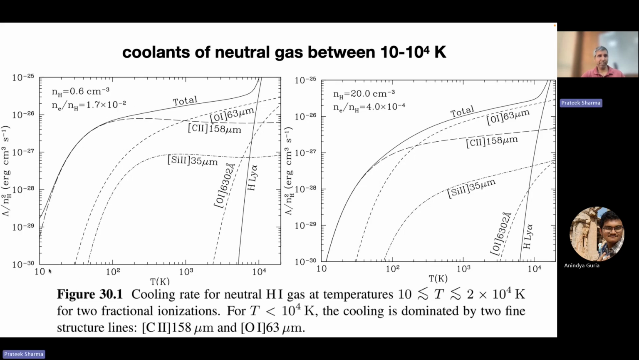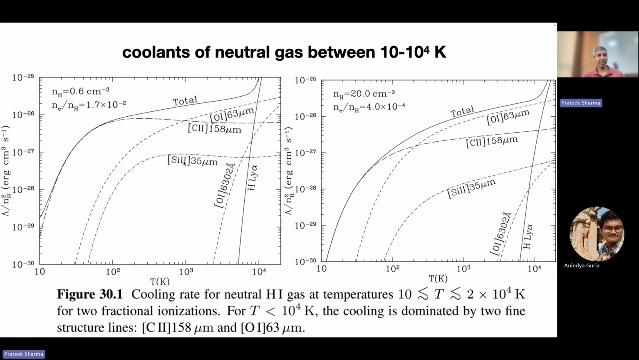This is as a function of temperature. So this is the range I was talking about, 10 to 10 to the 4 Kelvin. The solid line gives you the total cooling rate, including all the radiative transitions. And these dashed lines and dot-dashed lines give you the contribution of individual ions and individual transitions. So for example, I told you that this C II 158 micron line is a major coolant of the neutral gas. So you see the majority of cooling comes from C II. Here, this is all due to C II. At slightly higher temperatures, O I dominates. See that this energy is lower than that. So if you go to higher temperatures, the higher energy excitations are accessible.